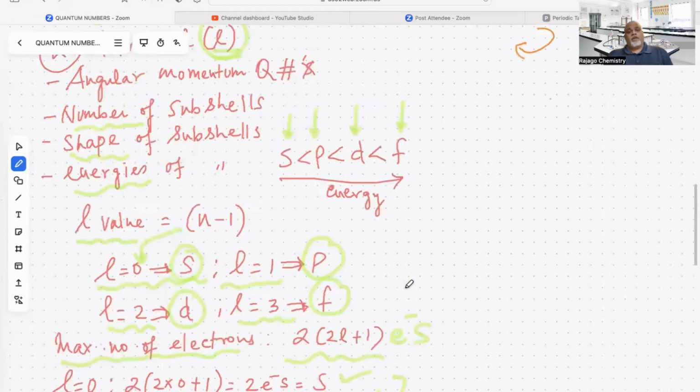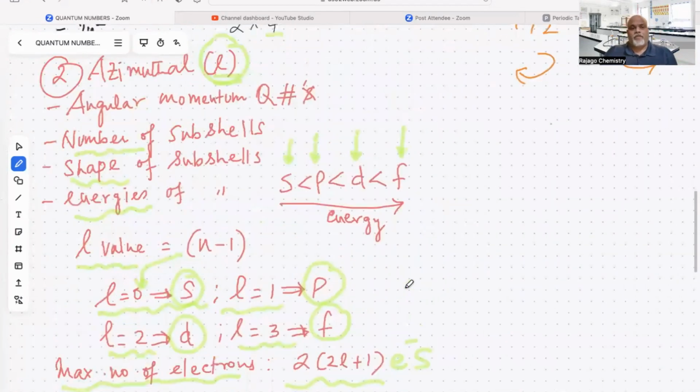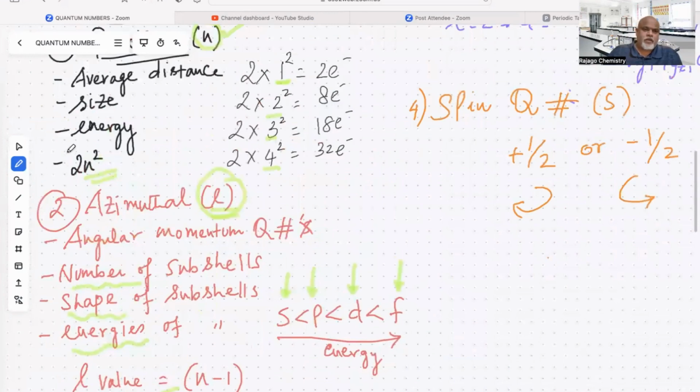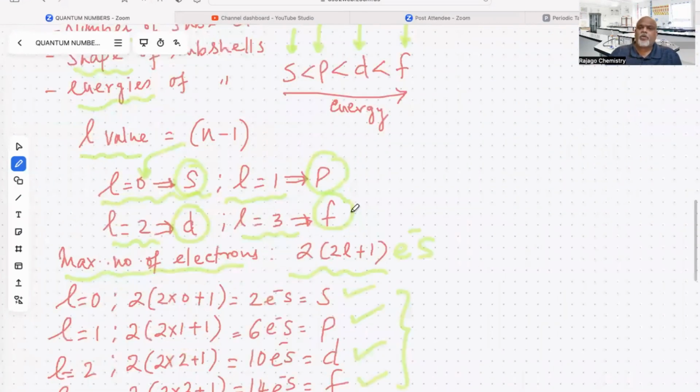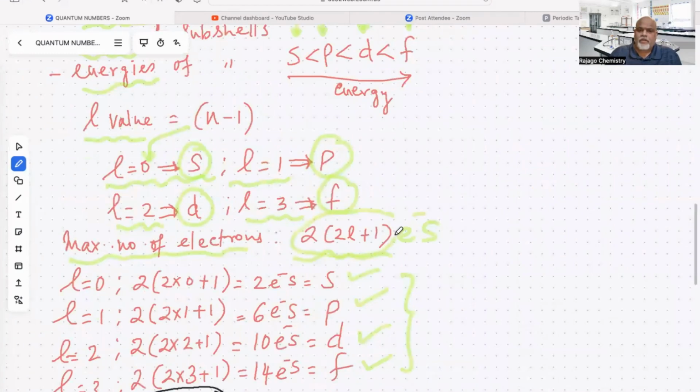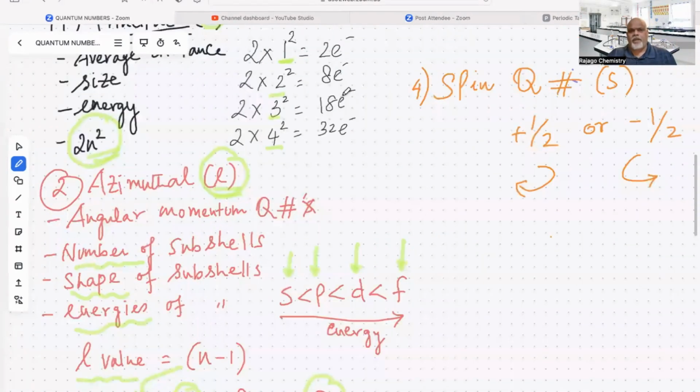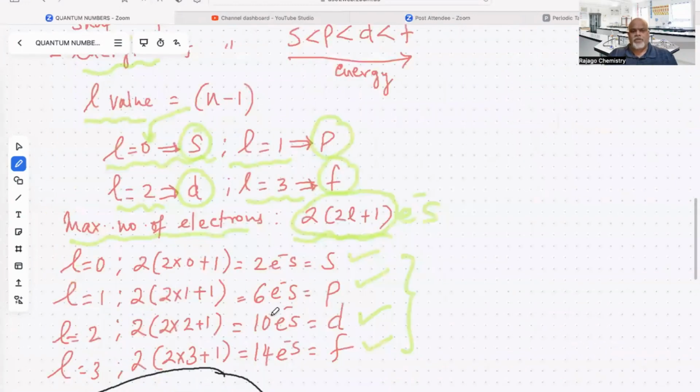So if you look at this, the formula for the shell we saw was 2n square. Here we are saying the formula for the subshell is 2 into 2L plus 1. You have to remember this. But if you just do it several times, you will automatically know these values: 2, 8, 18, 32, and 50, and 2, 6, 10, and 14.